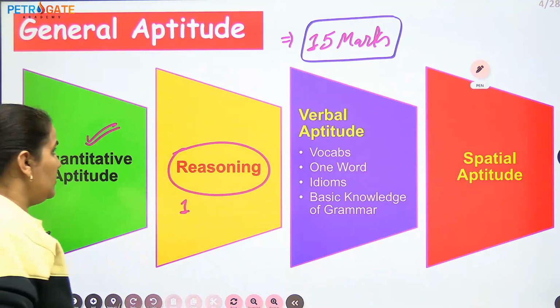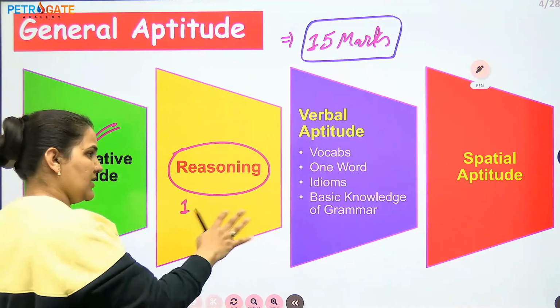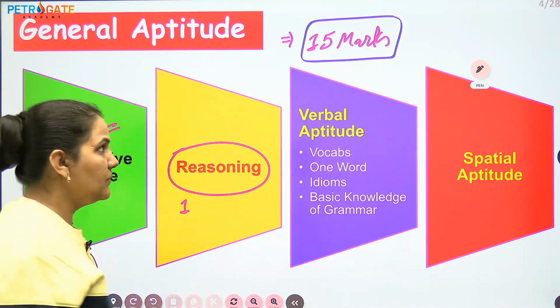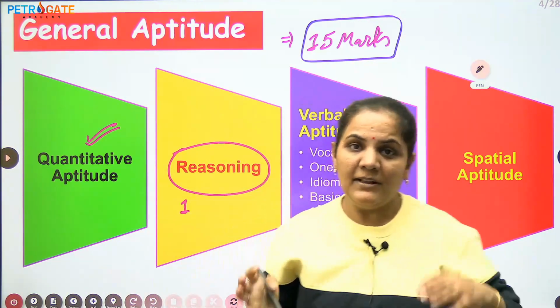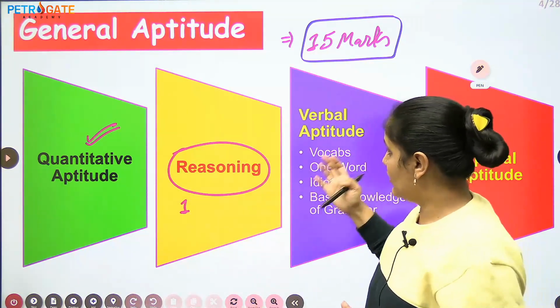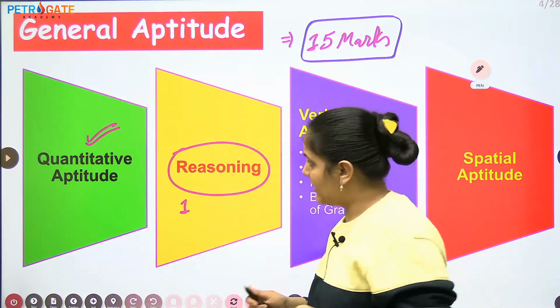All right. So what should be the plan? I will tell you. What should be the strategy? I will tell you. We will discuss everything related to aptitude. The weightage is 15 marks, including verbal, non-verbal, reasoning, quant, and spatial. All of it together contains 15 marks.